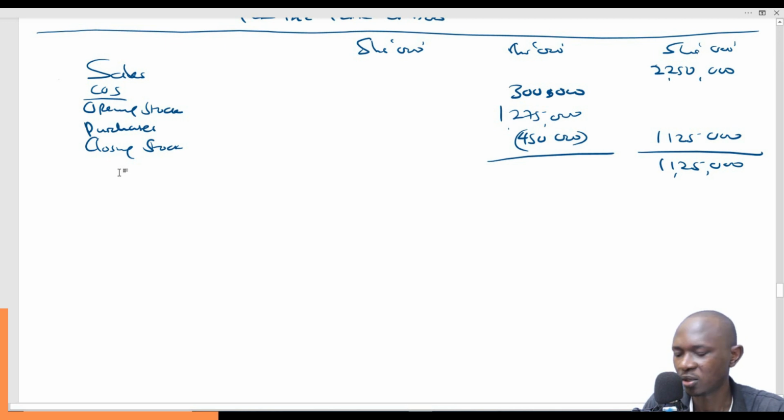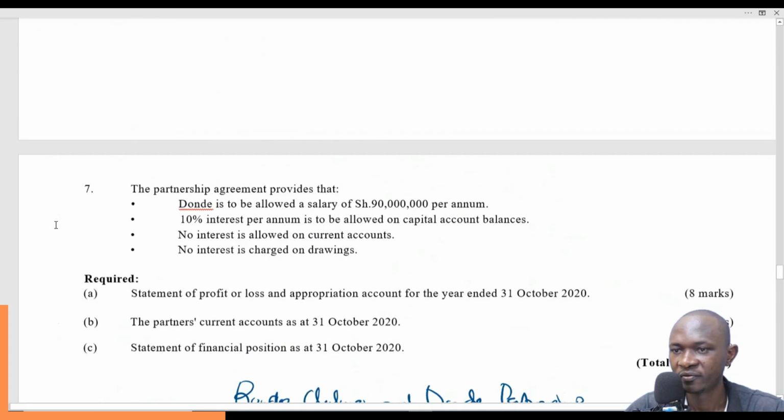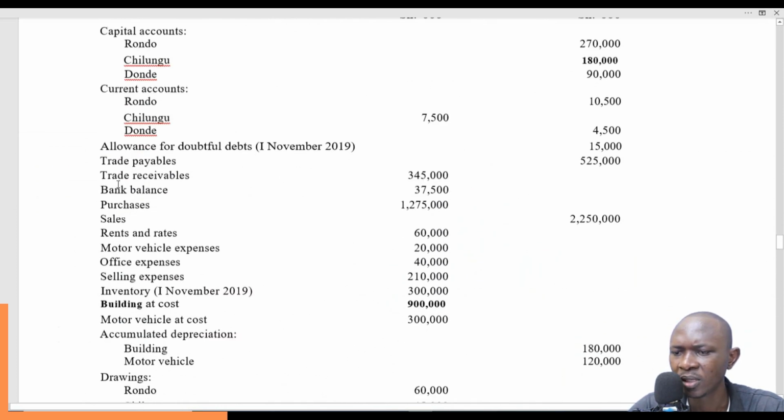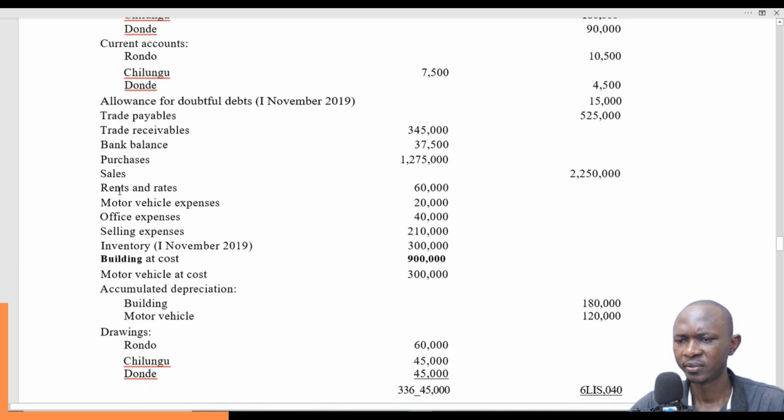Okay. So this becomes our net profit. So then we proceed. Find out if we have any incomes and gains. Any incomes, any gains.